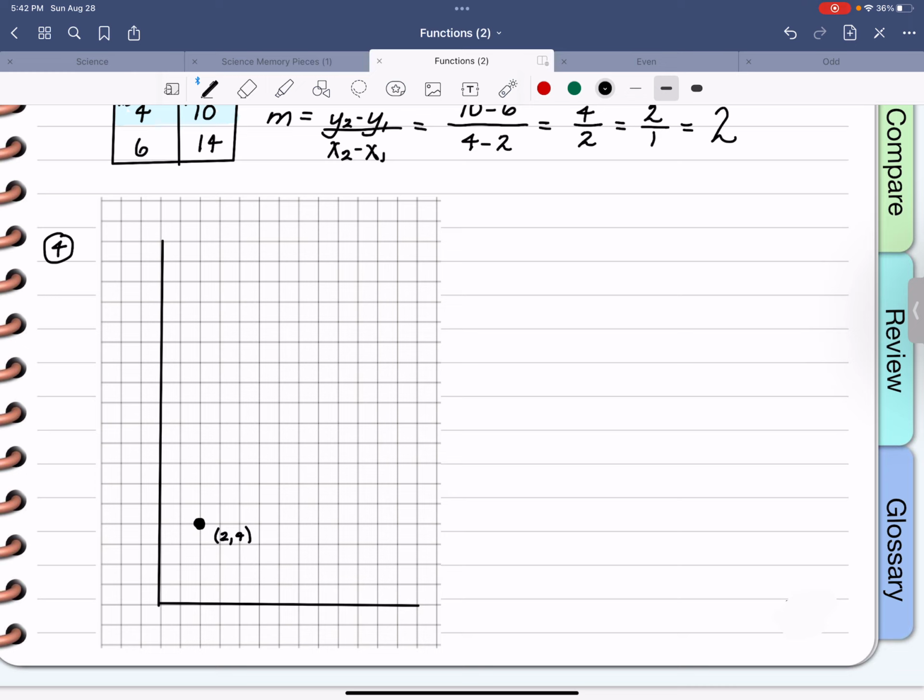And then we have 4, 8. So over 4 and up to 8 is the other point. And then they have a graph that starts at 0, 0 and goes in the positive direction. So here's 0, 0. Now what that tells me is that on this graph I can find the slope, I can find the constant of proportionality, and I can find a unit rate because it passes the 0, 0 test.